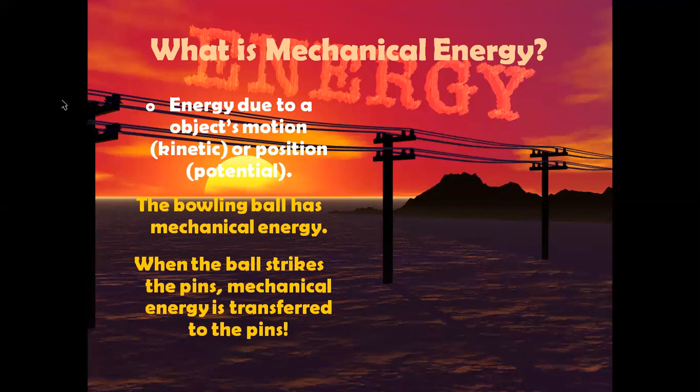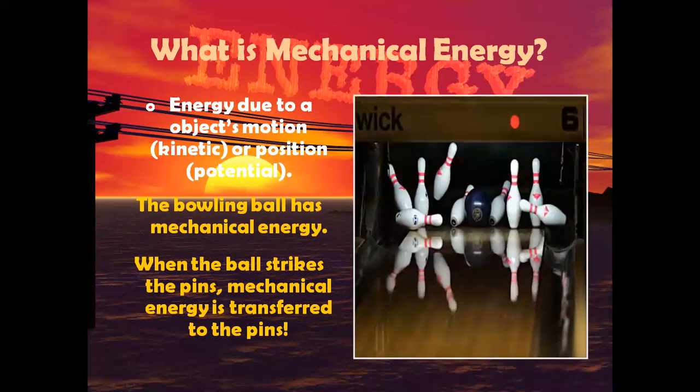In this slide, I have an example of a bowling ball and the pins. The bowling ball has mechanical energy. When we throw it, it is moving, and it has mechanical energy which is known as kinetic energy. The pins are stable at their position. When the ball strikes these pins, that mechanical energy will be transferred to the pins. That means the ball is able to do something. Is it?